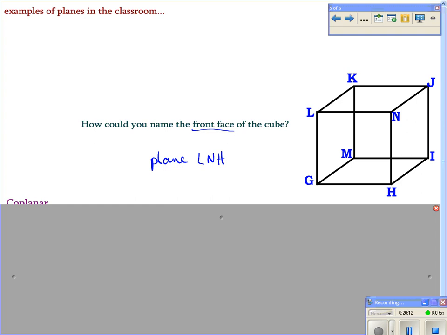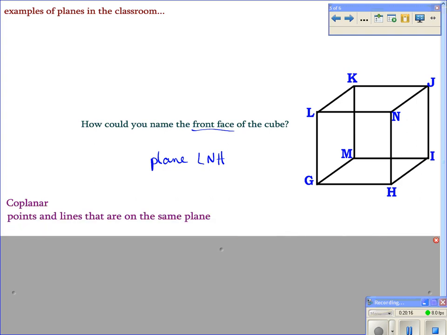Okay, we're going to use this same image for an example down here. But before we do that, we have our very last vocab word, coplanar. Collinear meant in a line. Coplanar means all in the same plane.